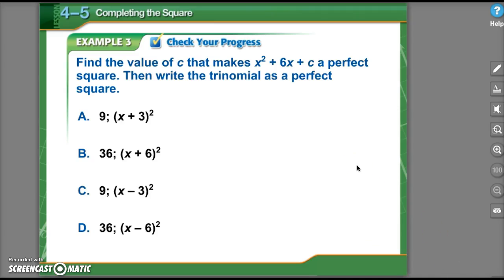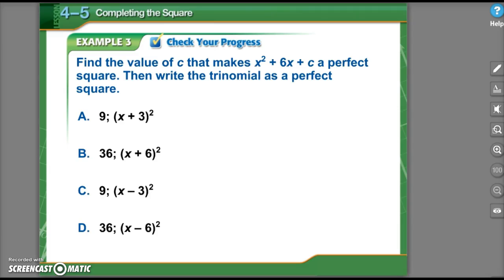Okay, here's an example for you to check your progress. Find the value of c that makes x squared plus 6x plus c a perfect square, and then write the trinomial as a perfect square. Pause the video as long as you need, and then come back when you have your answer. And our answer here, c is 9, and it factors into x plus 3 quantity squared.